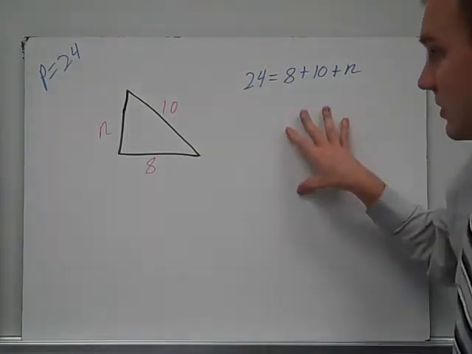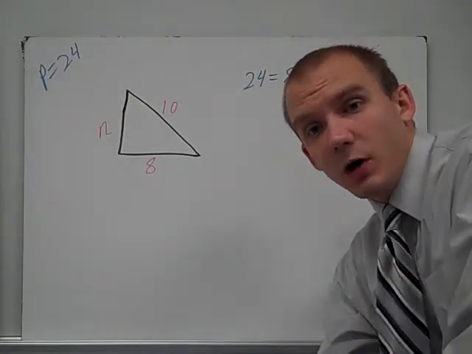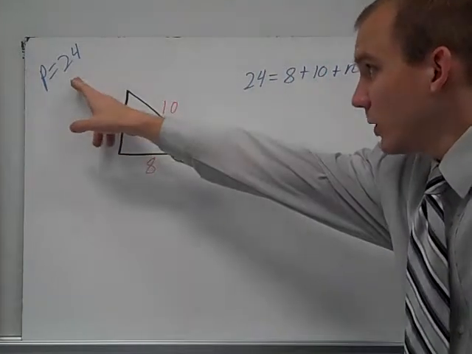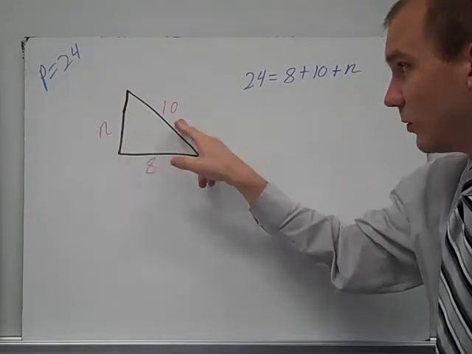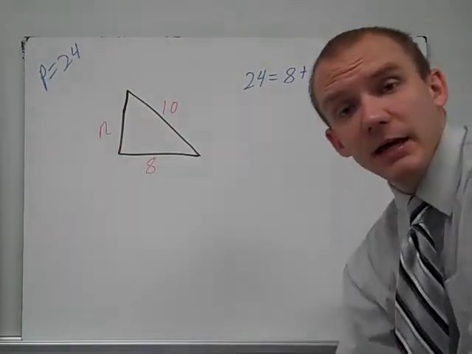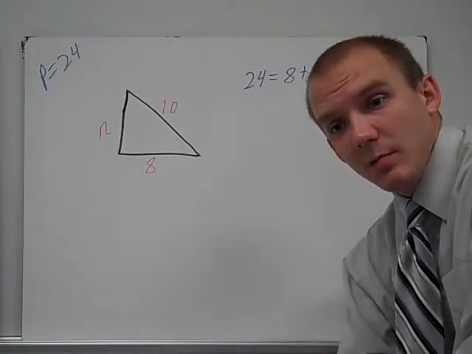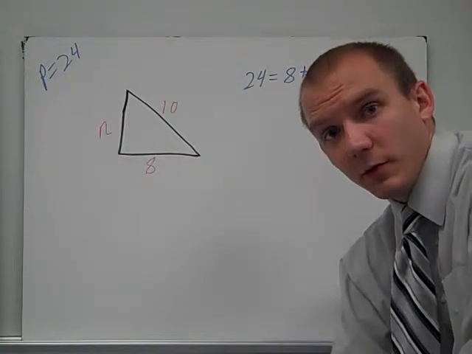This one I haven't solved for you. What I want you to do is to pause the video, know the perimeter is 24, one side is N, one side is 10, and one side is 8. Figure out what N is, play the video, and see how you did when I solve it for you.